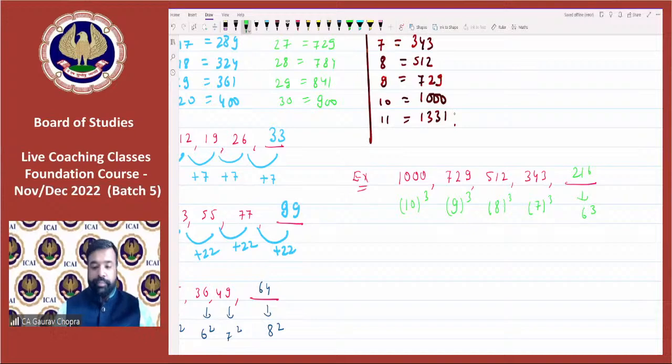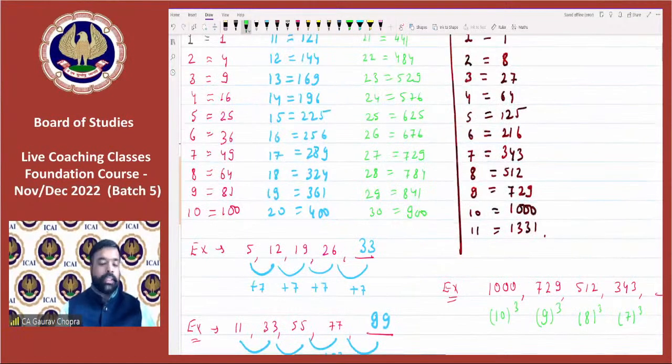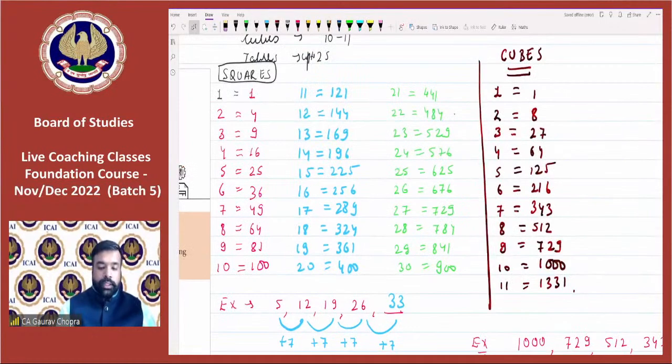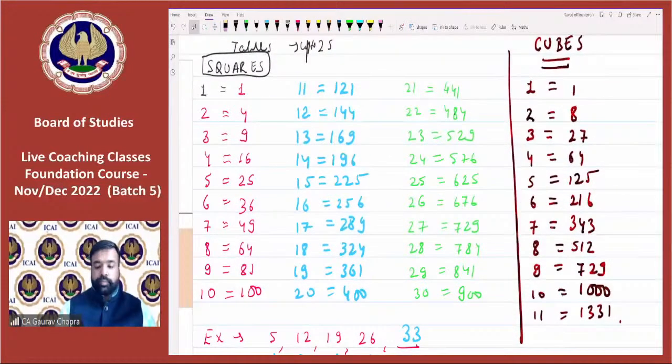Amazing, amazing. So, Sankaldeep is saying, please show the screen for taking a screenshot of squares and cubes. Yes. So, this is the series. If you want, you can take the screenshot with you. All right.